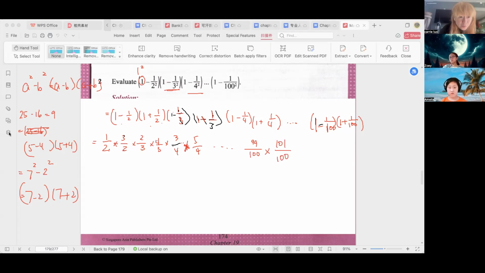Okay, so let's take a look at this one. So we change another color. So 3, 3. Right? So you're going to find out all of them are gone, except what? 1/2 and 1/100.